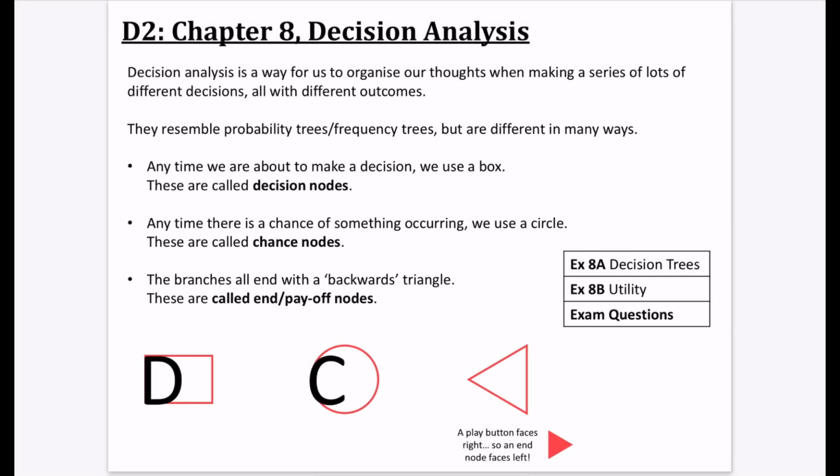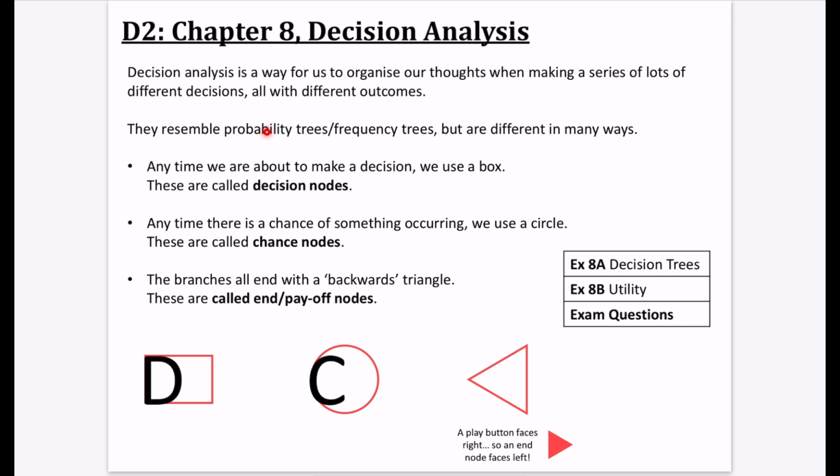Okay, we're on to the final chapter of Decision 2, which is called Decision Analysis. Appropriate decision. Decision maths, here it goes. So decision analysis is a way for us to organise our thoughts when making a series of lots of different decisions, all with different outcomes, to try and work out what decision we should make here.